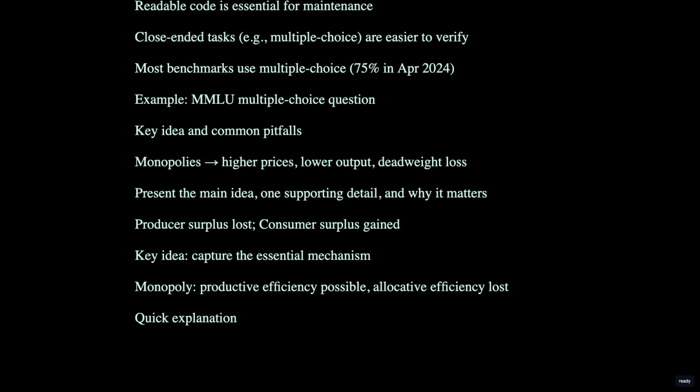Give the claim, why it matters, and one brief consequence or example. Keep the language direct so a reader can grasp the point without extra background.